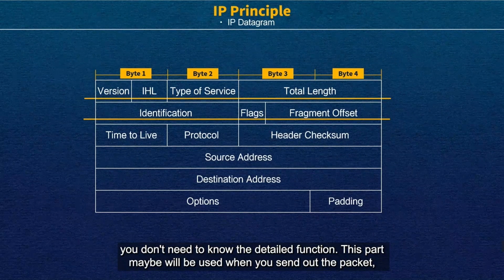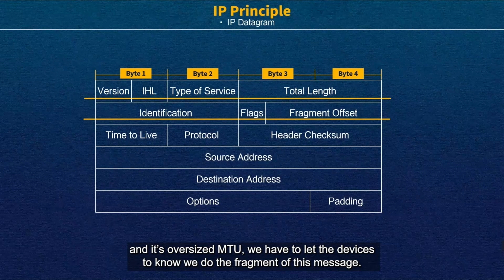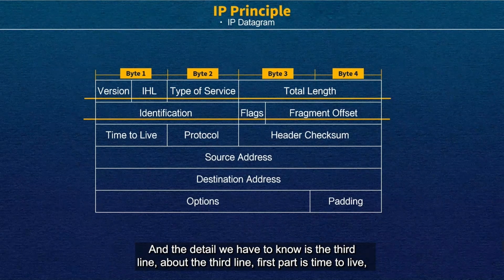This part may be used when you send out a packet that is larger than the MTU. We also have to let the devices know we do the fragmentation. That's enough. And the detail we have to know is the third line.